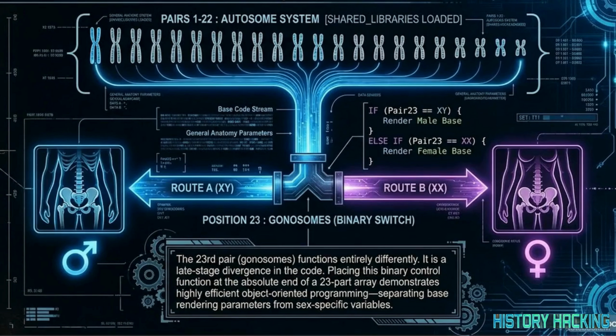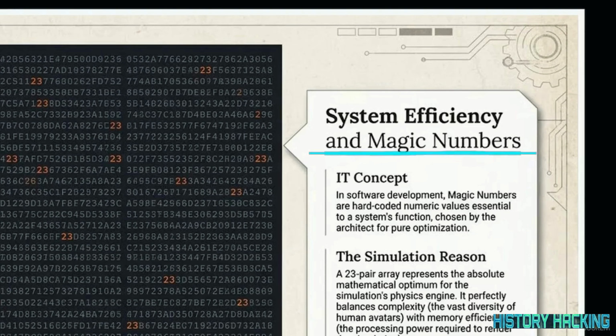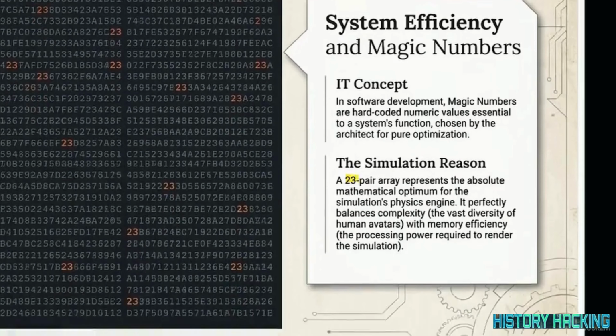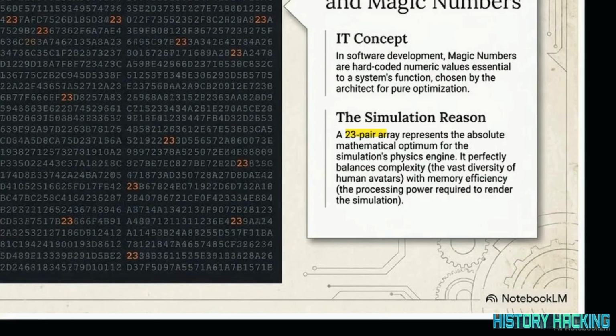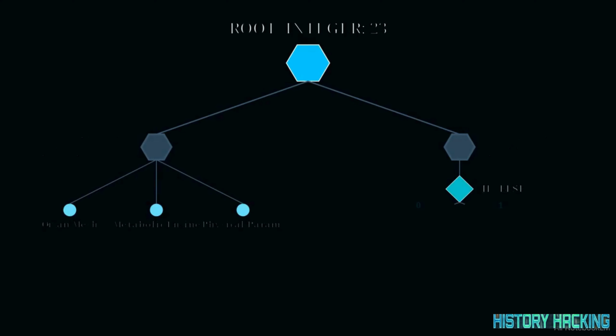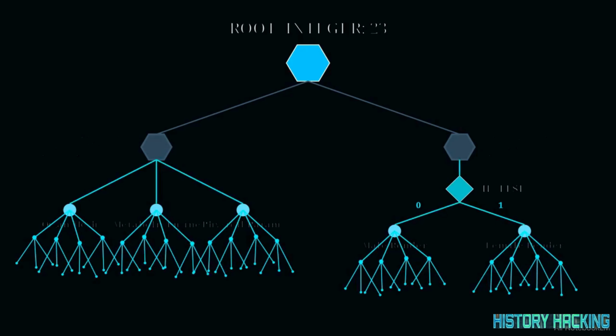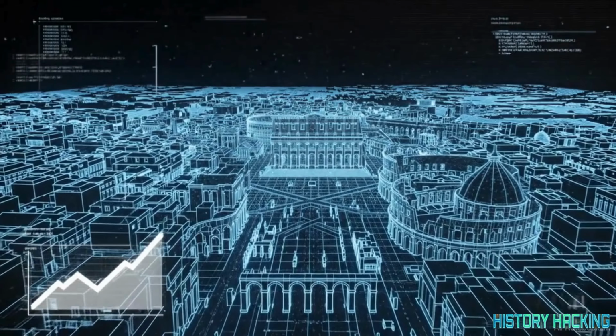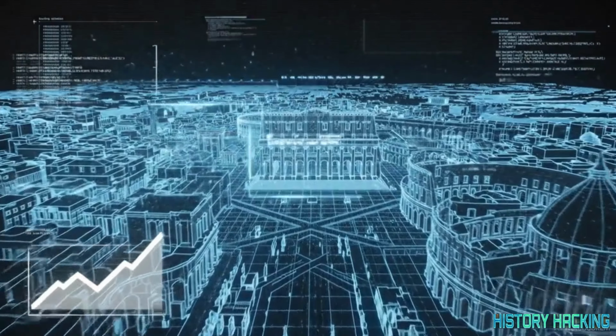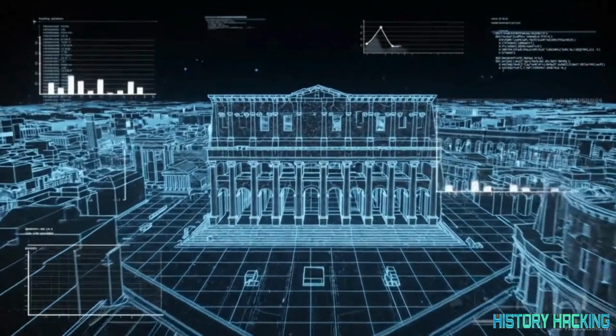In software design, magic numbers are hard-coded values used to optimize a system. Choosing a 23-pair array balances the diversity of human avatars with the processing power required to render the simulation. The genetic blueprint mirrors the efficient, modular structure of object-oriented programming, all centered on this single integer. Even if the body is coded, how does that math explain the complex, messy timeline of world history?